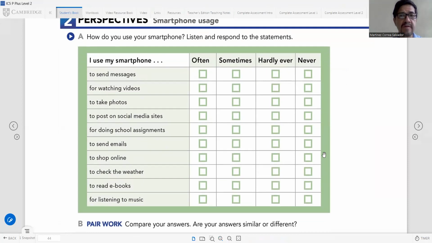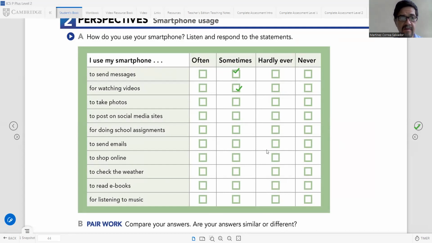So how do you use your smartphone? You have to tell your opinions about the different uses of your smartphone, remember, from the previous video. For example, you say, I use my smartphone sometimes to send messages. I use my smartphone sometimes for watching videos. So we were checking this last class.